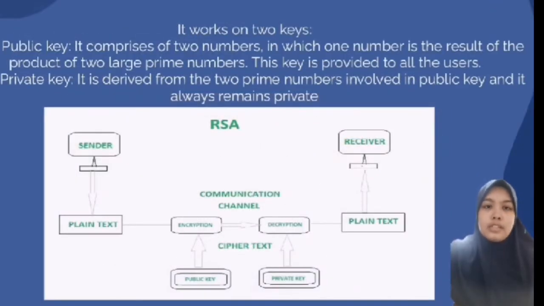Working of RSA. It works on two keys, public key and private key. The public key is comprised of two numbers, in which one number is the result of the product of two large prime numbers. This key is provided to all users. While the private key is derived from the two prime numbers involved in the public key, and it always remains private. The diagram above shows how RSA works.